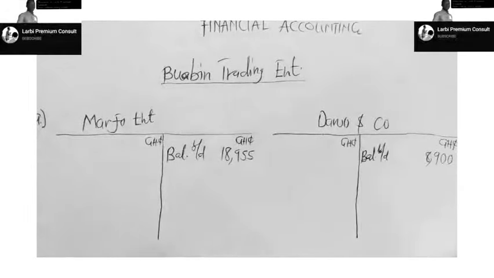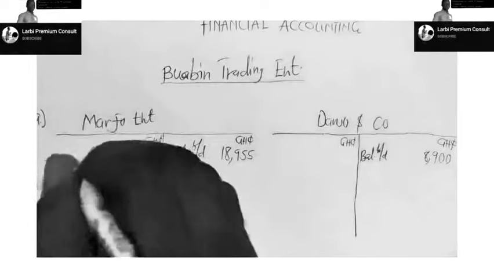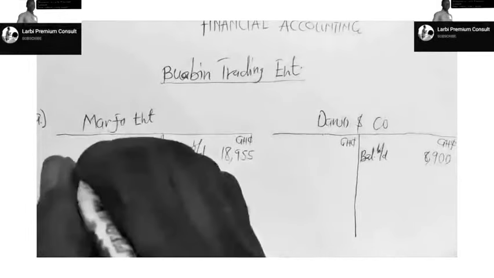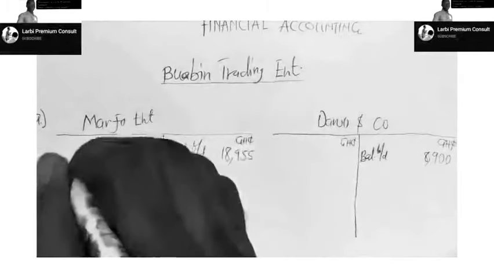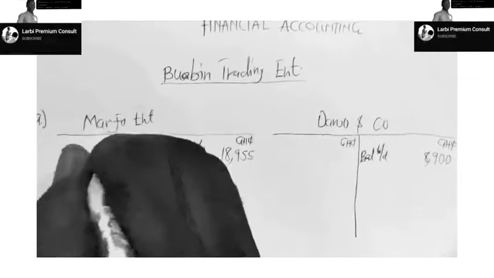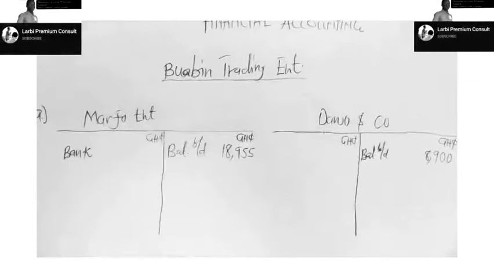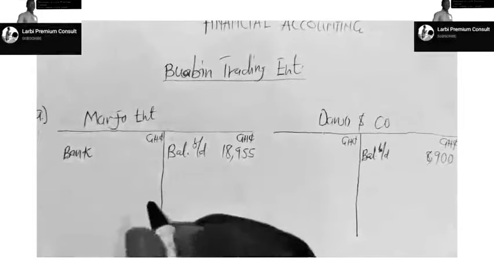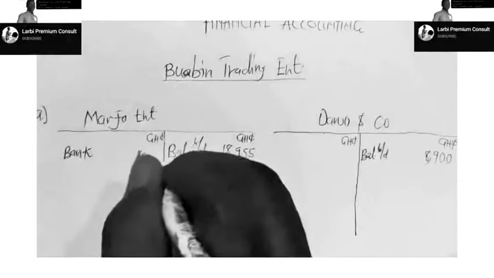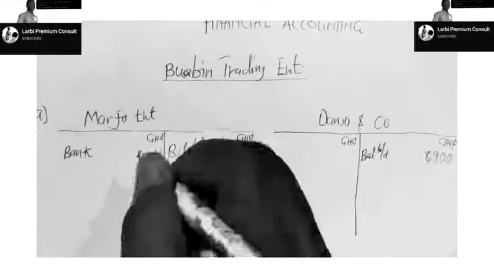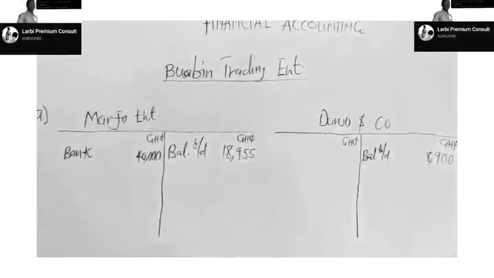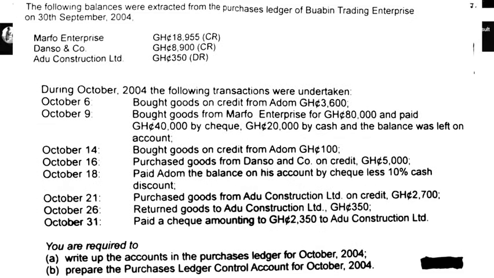So Marfo is debited in the name of what? First, in the name of bank. So here you're going to have your bank or check. We make a payment going to the bank, so you're going to record the name of bank as what? 40,000. Then you record the cash too as well. We're having a cash of what? 20,000. So cash.